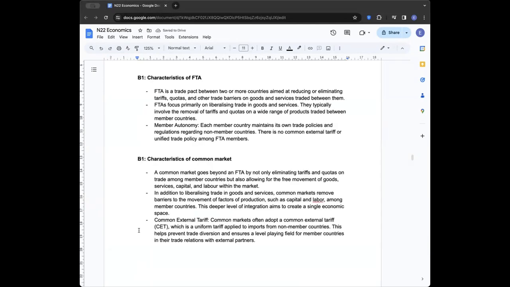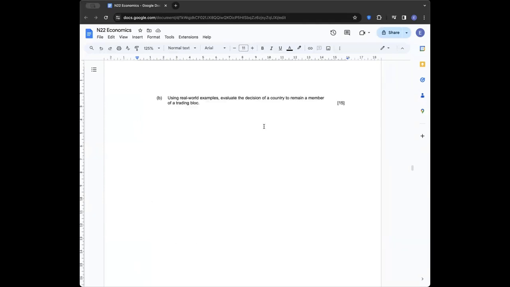Next is going to be about the characteristics of a common market. A common market goes beyond an FTA by not only eliminating tariffs and quotas on trade among member countries, but also allowing free movement of goods and services, capital, and labor within the market. A common market often adopts a common external tariff, which is a uniform tariff applied to imports from non-member countries.